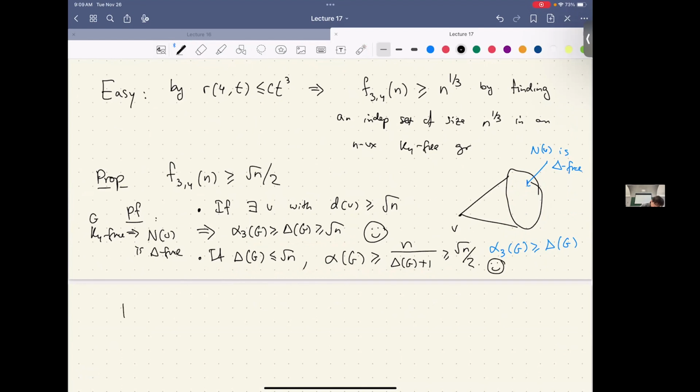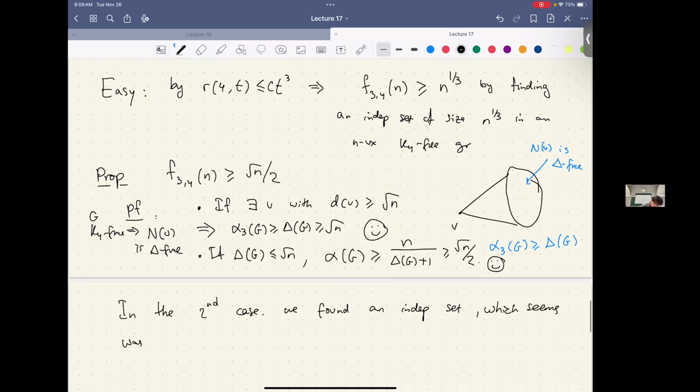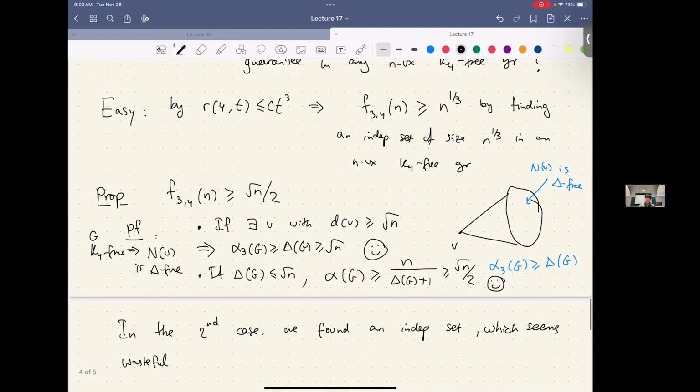So in the second case, we found an independent set, which seems wasteful. We just need triangle-free. So a natural question is, can we get larger than square root n for this f_{3,4} function? Is it possible to be larger than square root n?